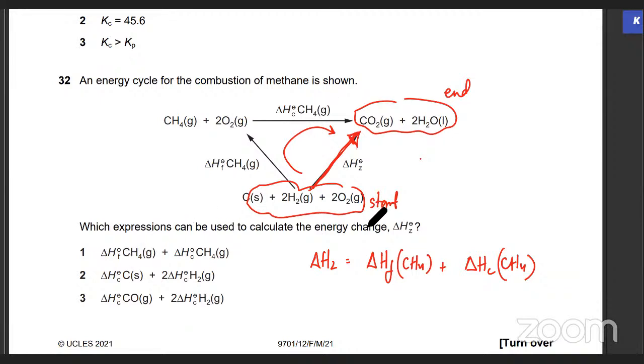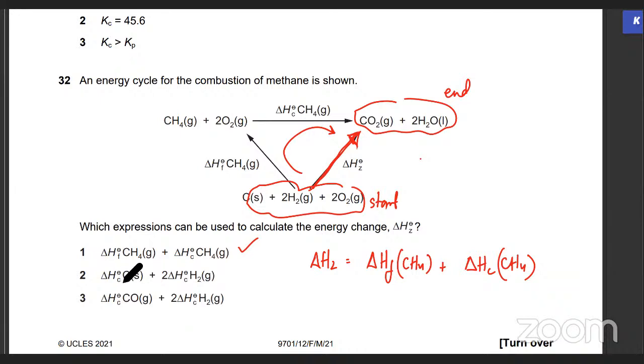Which expressions can be used to calculate the energy change delta Hc? So the first one is, I think, true. That's the one that we are getting. The first one is true. The second one is talking about the enthalpy of combustion of carbon, which is probably not given over here. Okay, that's not given, and so that is definitely incorrect. And he's talking about the enthalpy of combustion of hydrogen as well.